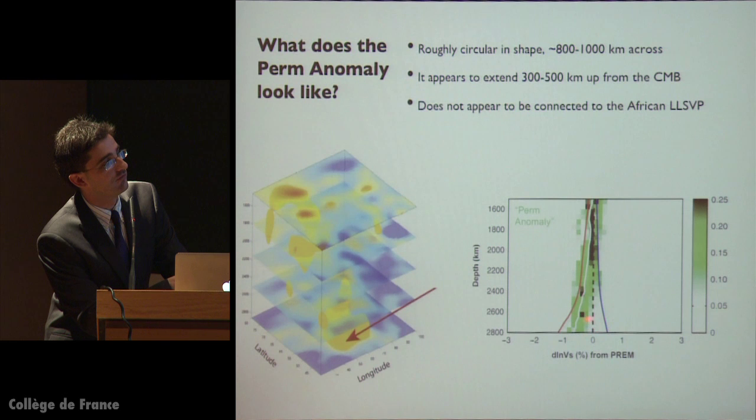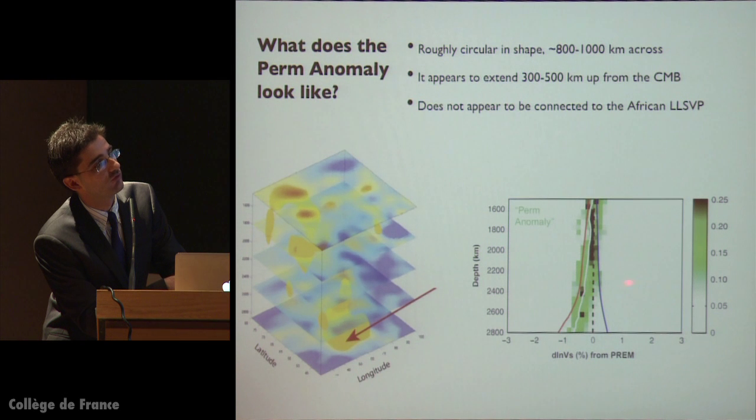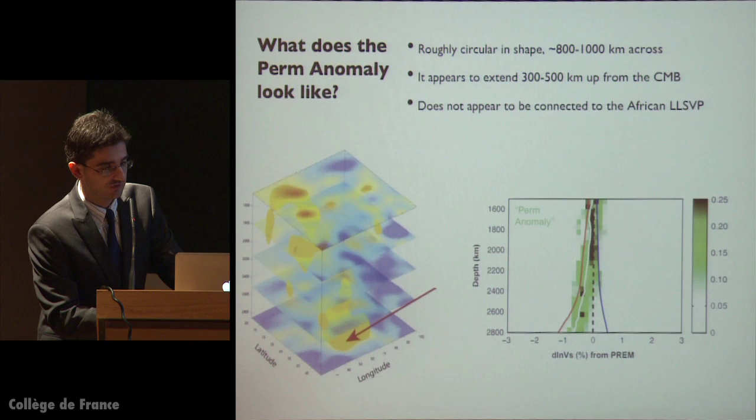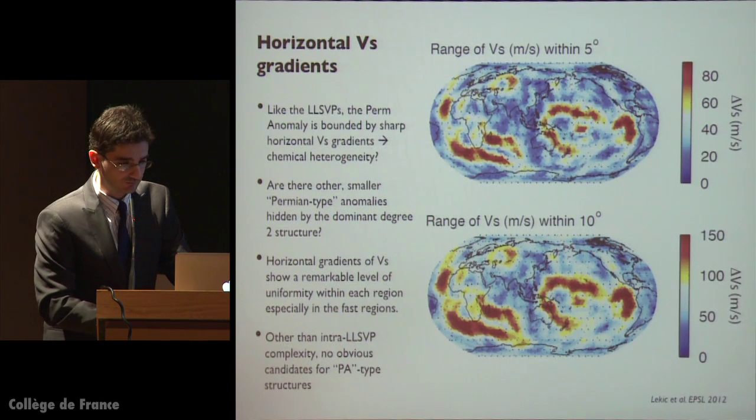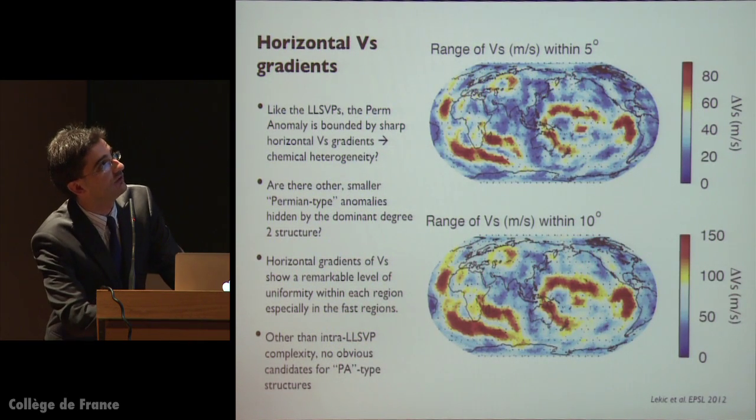The profile of the distribution of velocities in the Perm anomaly starts to deviate from PREM at about 500, maybe a little more, kilometers above the core-mantle boundary and persists to deviate from it at depth. We can look at the horizontal gradients.